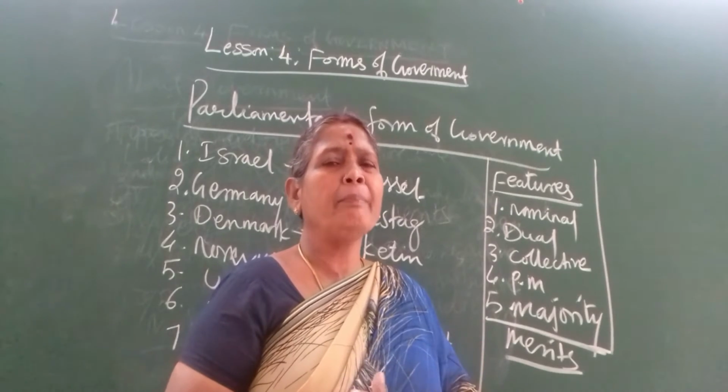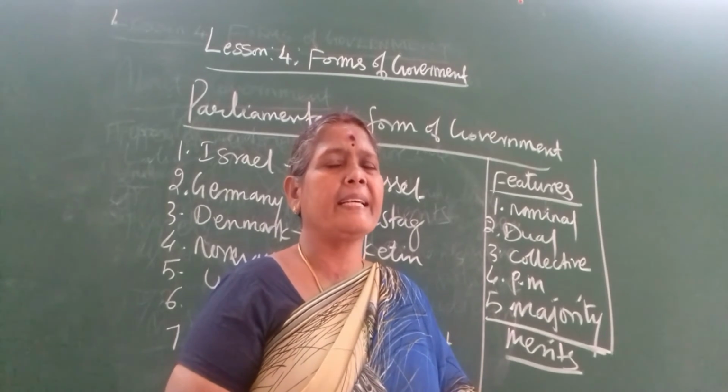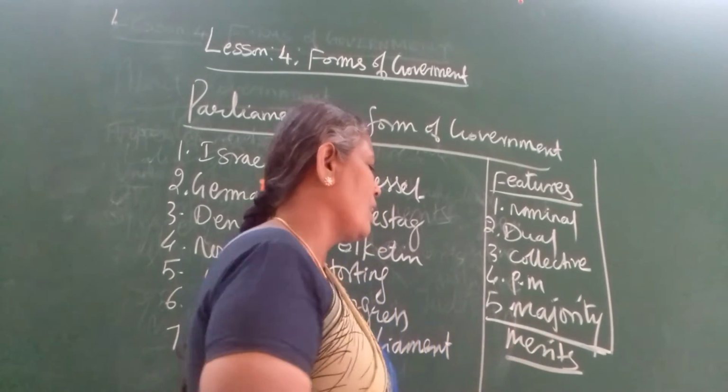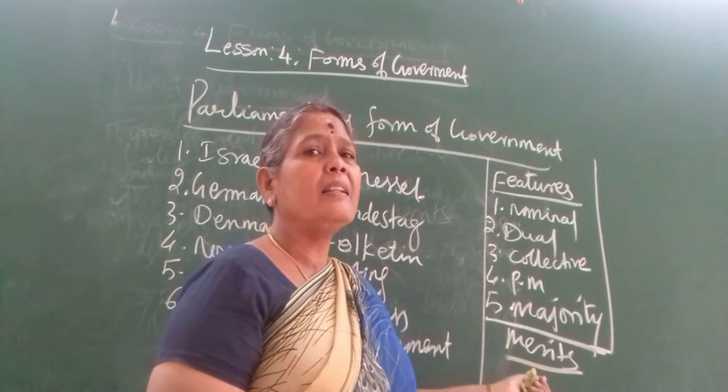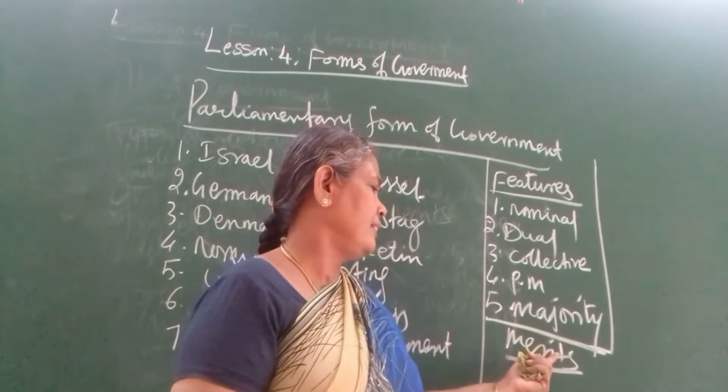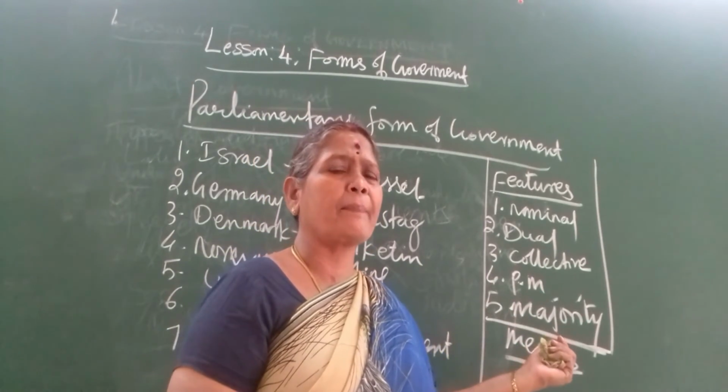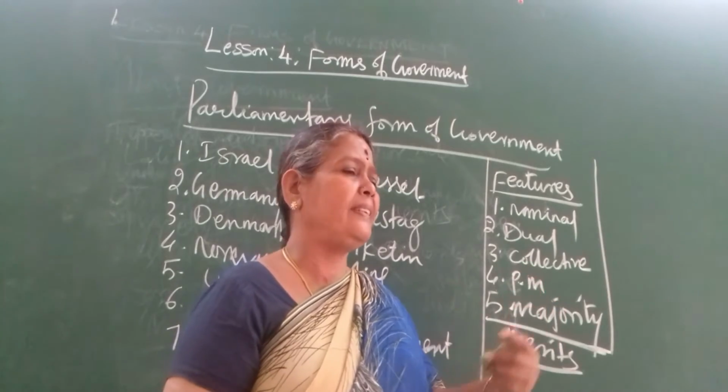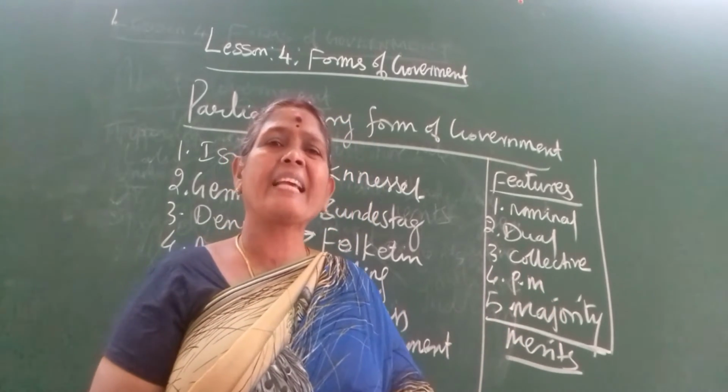So there is very minimal chance to become what we call a dictatorship. So these four are the merits. Then the demerits of the parliamentary form of government. What are the demerits we see? One is an unstable government.